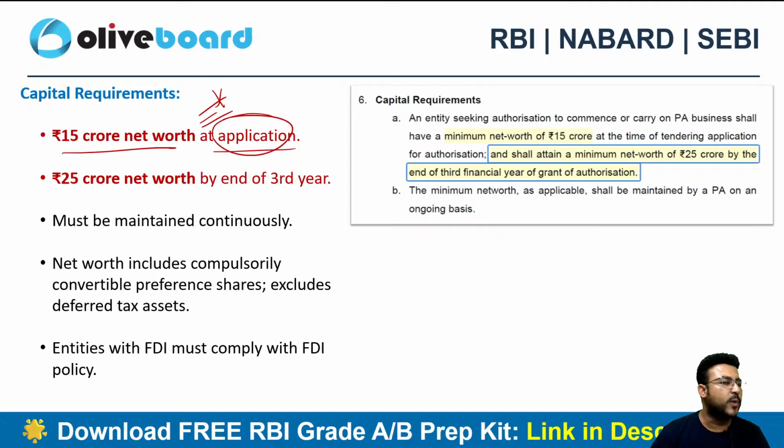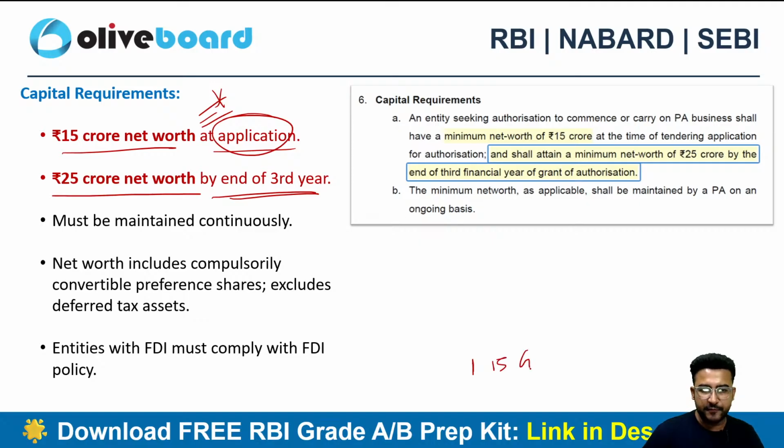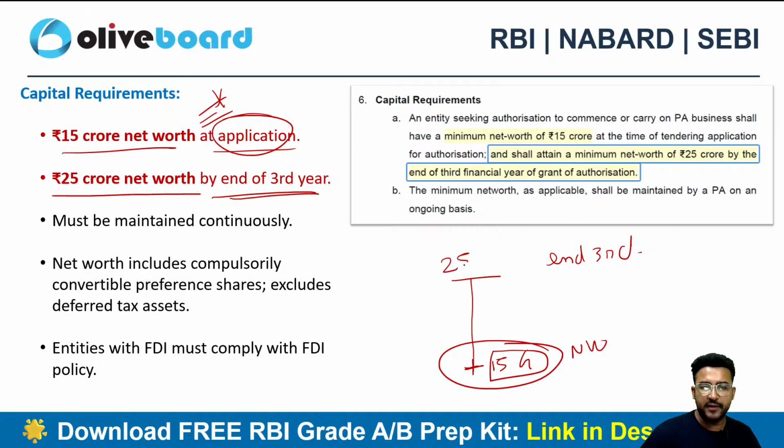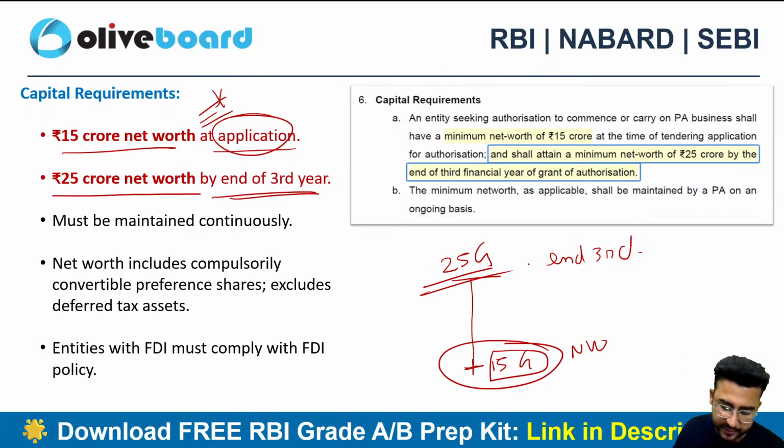However, it's not a one-time thing. By the end of 3 years, you need to have 25 crore net worth, right? So at the start, it's fine if you have 15 crore net worth. But as you grow, at the end of the 3rd year, you need to have at least 25 crore net worth. Right, this can come in your examination, definitely. This can come in your examination.